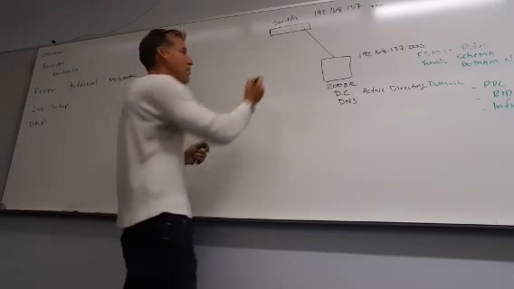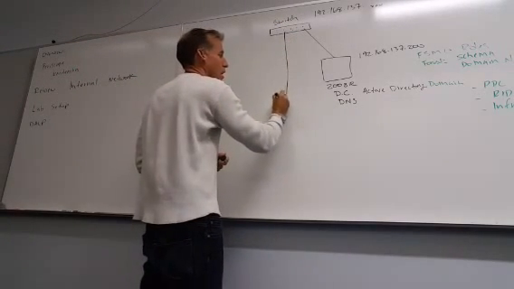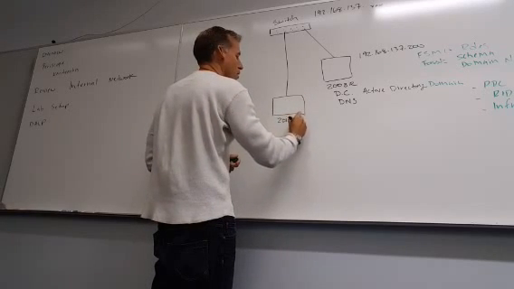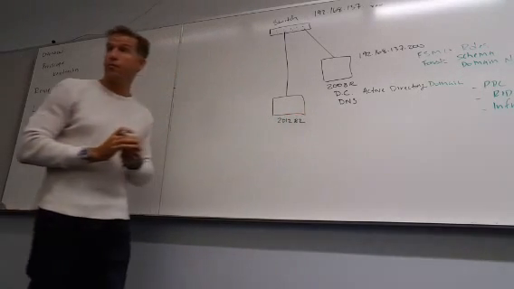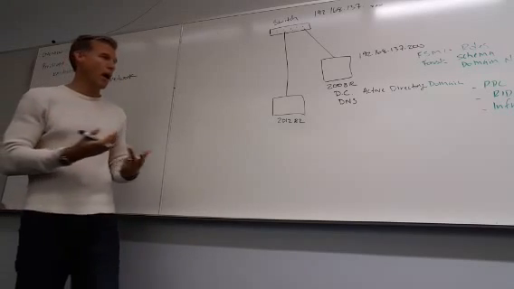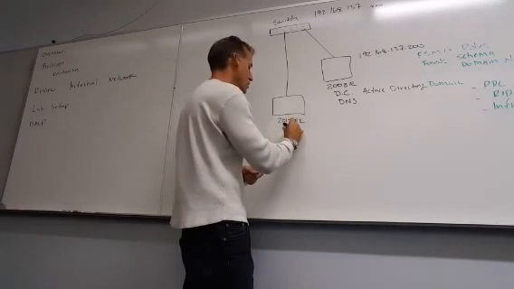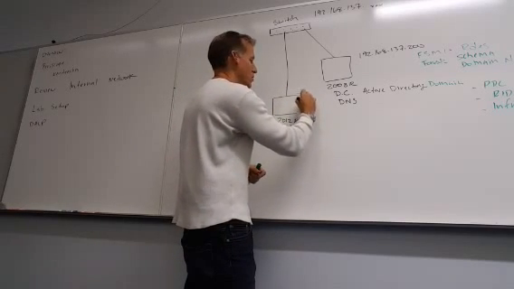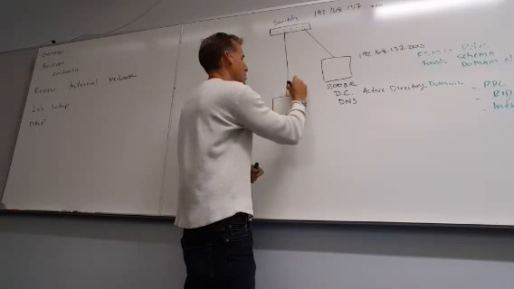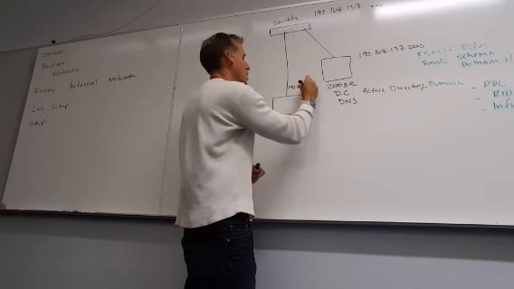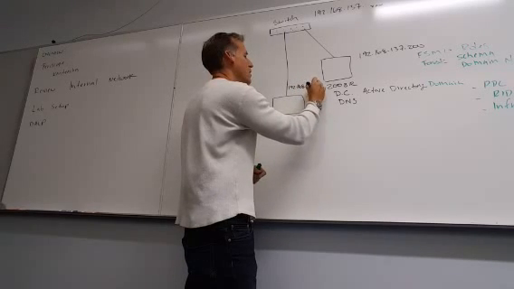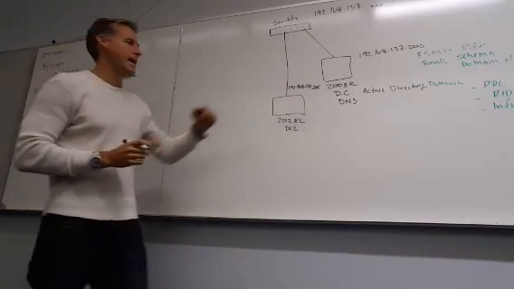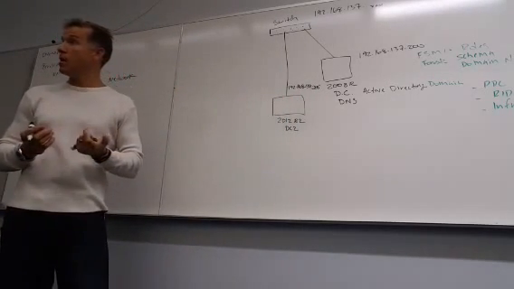We then brought in another box over here, and this is our 2012 R2 box. You named this DC2, right? I think that's DC2, and I think this was the IP, 192.168.137.205. Yep, so 205. And we joined this to the domain.